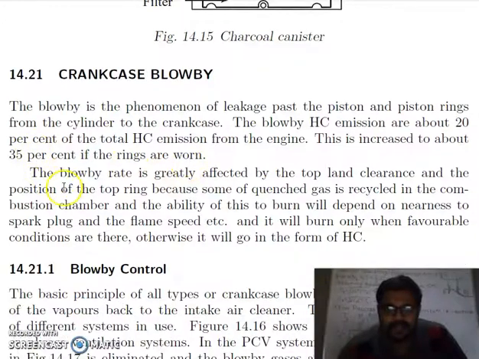The blow-by rate is greatly affected by the top land clearance and the position of the top ring, because some of the quenched gas is recycled into the combustion chamber, and the ability of this to burn will depend on nearness to the spark plug and the flame speed.